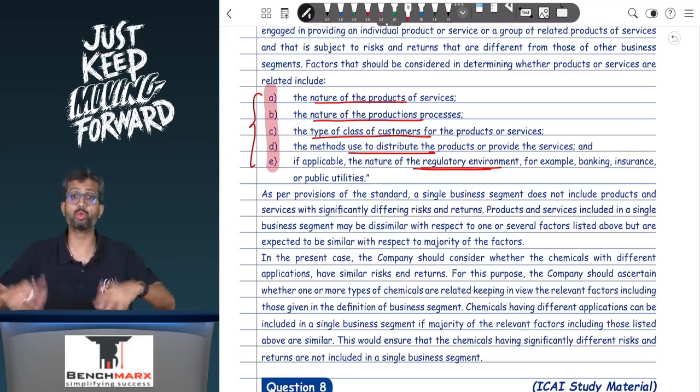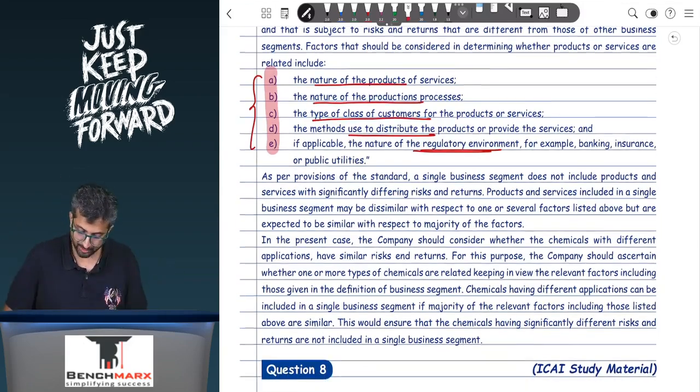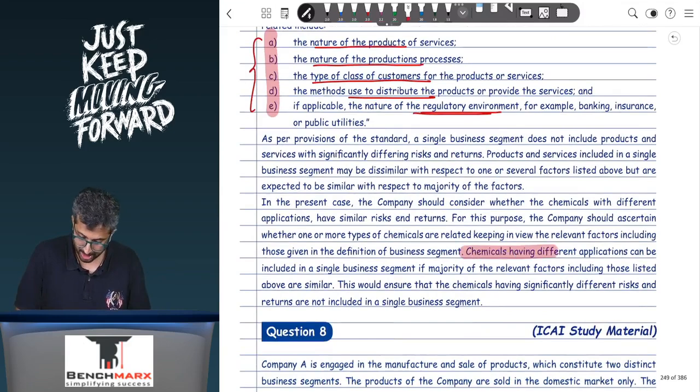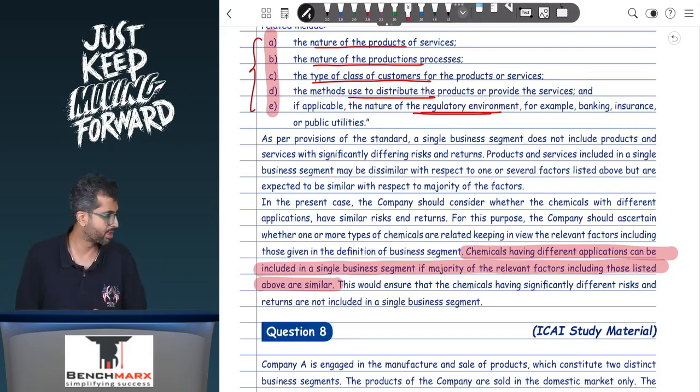The question, the solution has also left it open-ended. So they have said chemicals having different applications can be included if majority of the relevant factors are similar, but if they are different, you will have to show them separately. So this is a theory based thing, just in case it crops up, you should be aware.